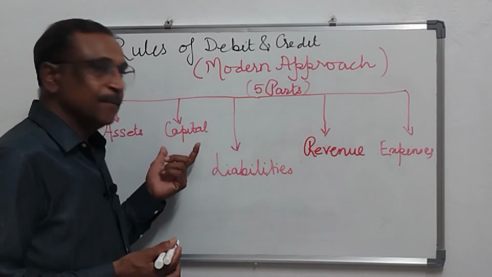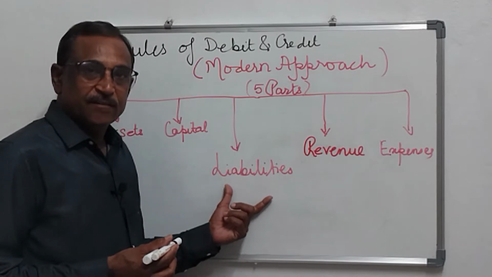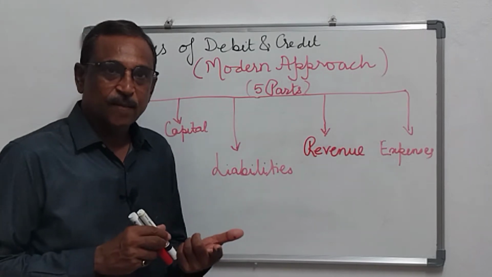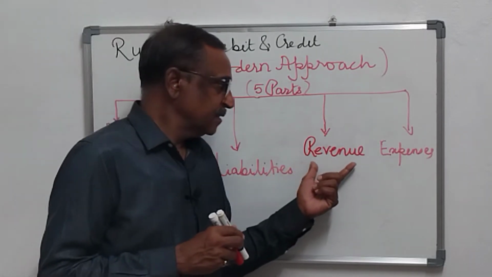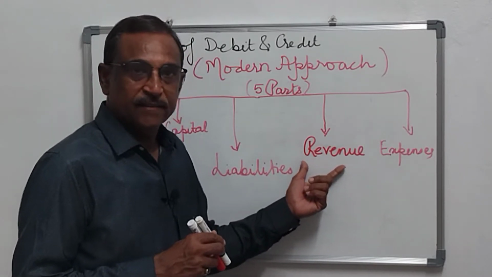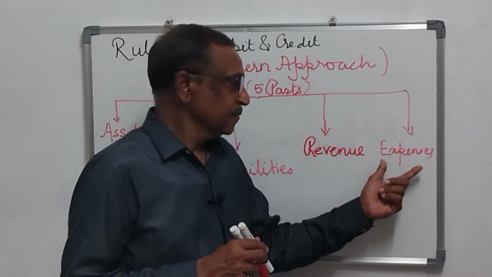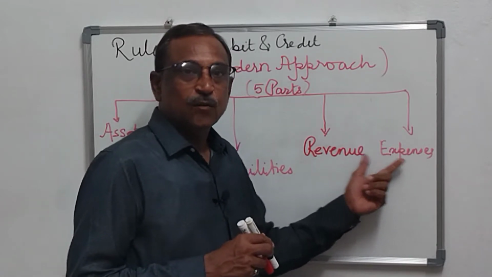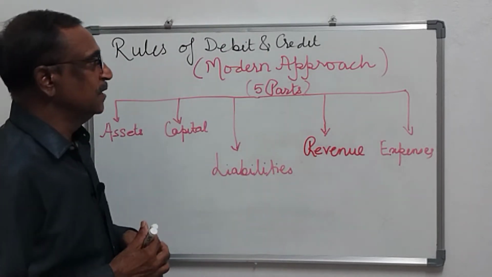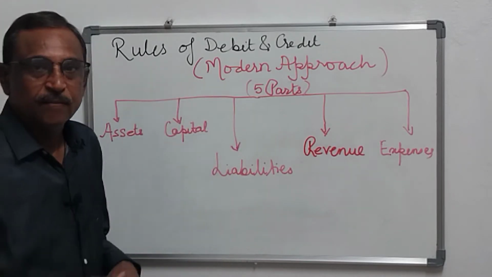Capital is an internal liability. And when we specifically say liabilities, it means the amount payable to the outsiders. Then revenue means the gains and profits of the business. These are termed as revenue. And expenses are the cost incurred to generate revenue. And now we are going to learn the rules of debit and credit by modern approach one by one.